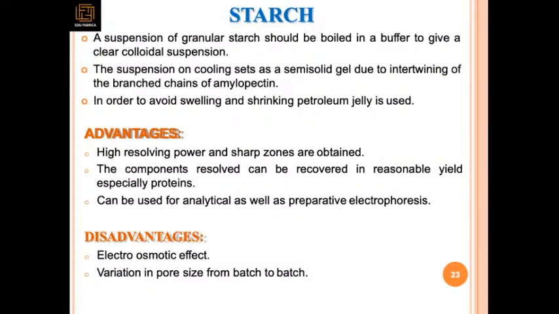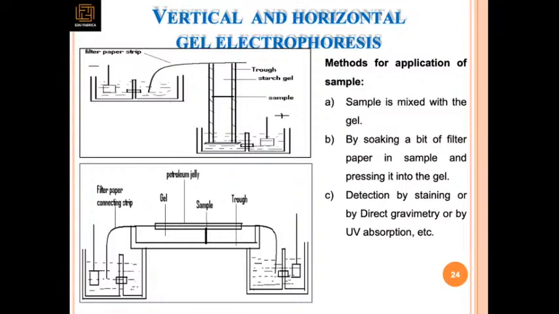And then further, suspension of granular starch should be boiled in buffer to give a clear colloidal suspension. This starch could also be used instead of agar. Advantages are high resolving power, sharp zones are obtained, components can be recovered in reasonable yield, and it can be used for analytical as well as preparative electrophoresis. Disadvantages: it has electroosmotic effect and variation in the pore size from batch to batch.